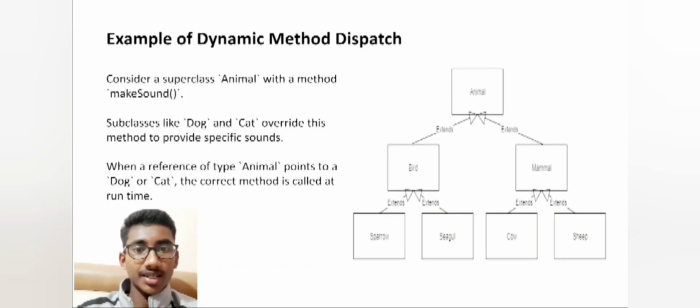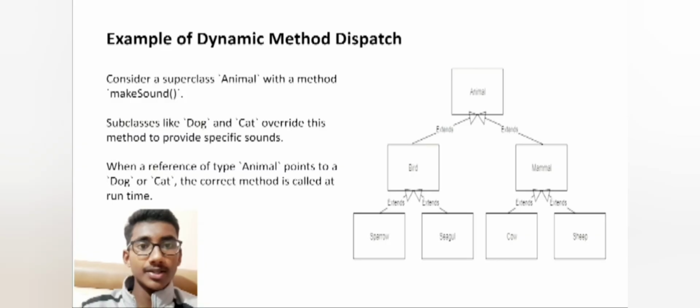Next, we discuss the example of dynamic method dispatch. Consider a superclass Animal with a method makeSound. Subclasses like Dog and Cat override this method to provide specific sounds. When a reference of type Animal points to a Dog or Cat, the correct method is called at runtime.